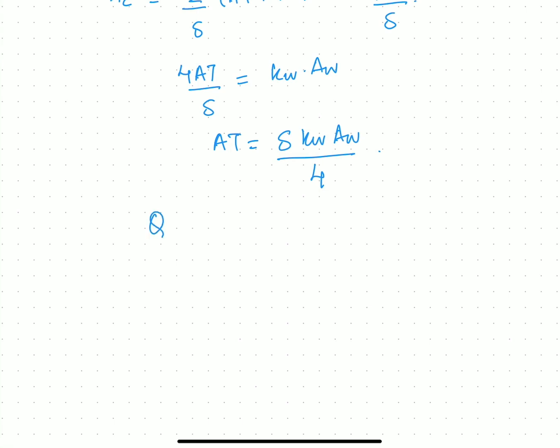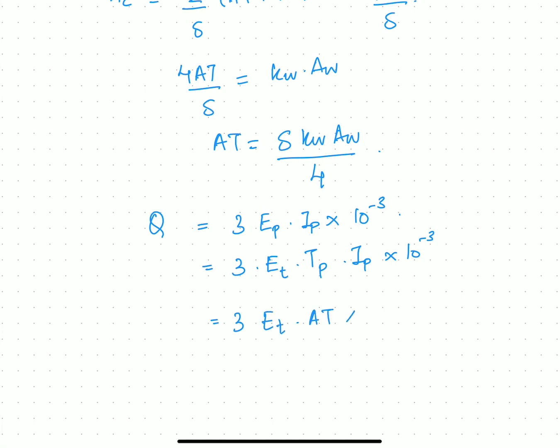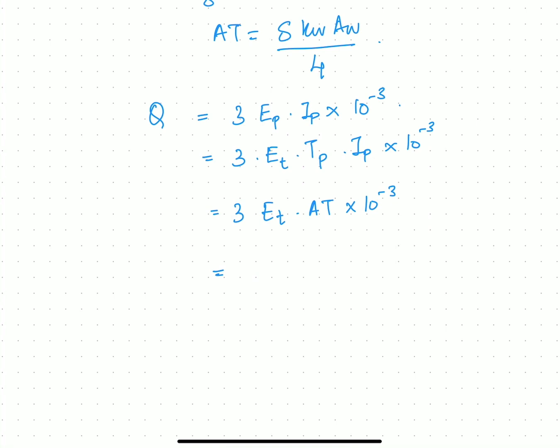If you see the output for the three-phase transformer, we had introduced this term ET times TP IP into 10 to the power minus 3, which was replaced by AT into 10 to the power minus 3, which then can be written as 3 over delta kW AW by 4 into 10 to the power minus 3.